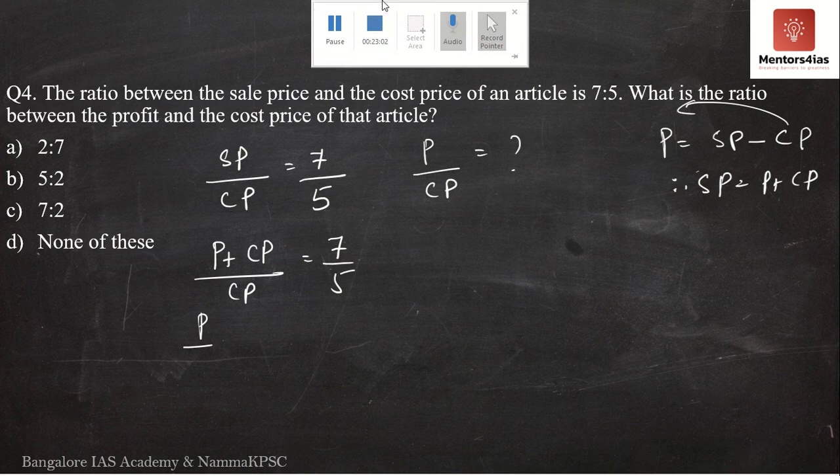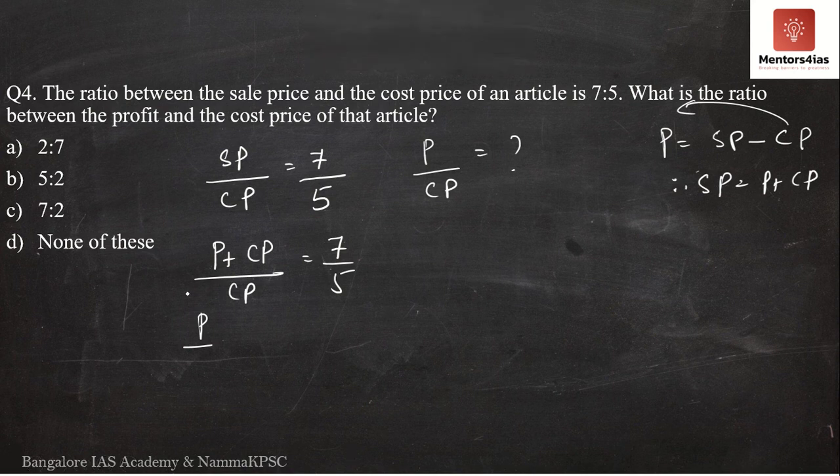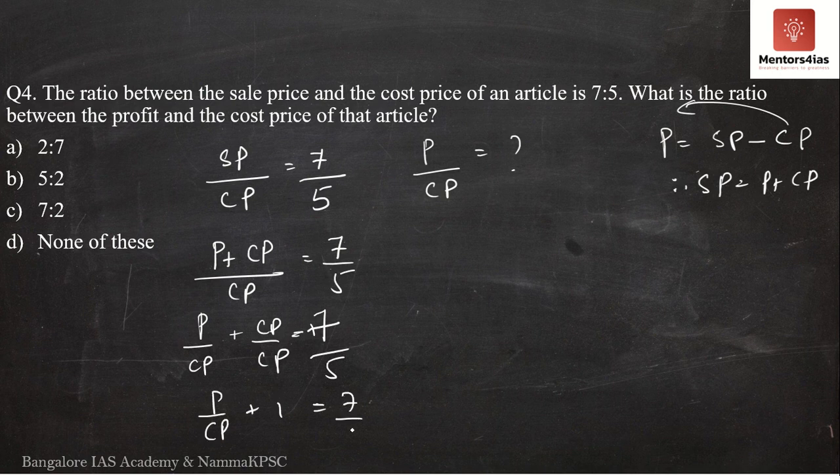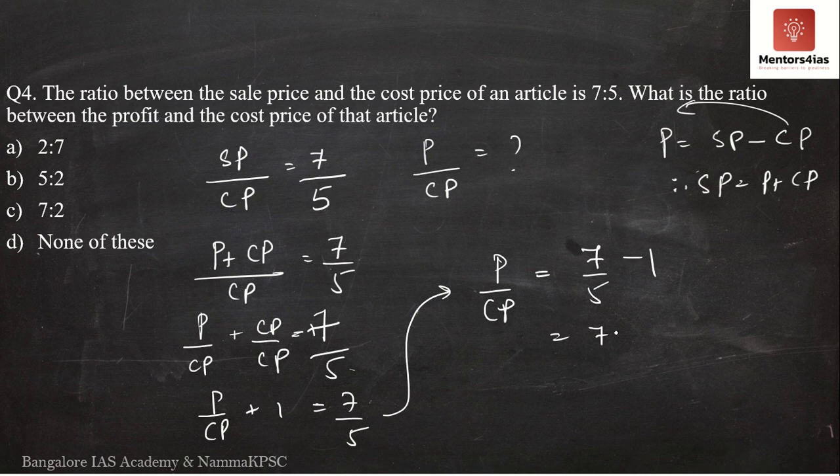Okay, so I'm going to write this as profit by cost price plus cost price by cost price, which is equal to 7 by 5. What is this? Profit by cost price plus cost price by cost price is nothing but 1, equal to 7 by 5. Or profit by cost price is equal to, I take 1 to the right hand side, 7 by 5 minus 1, which is equal to 7 minus 5 by 5, which is nothing but 2 by 5.